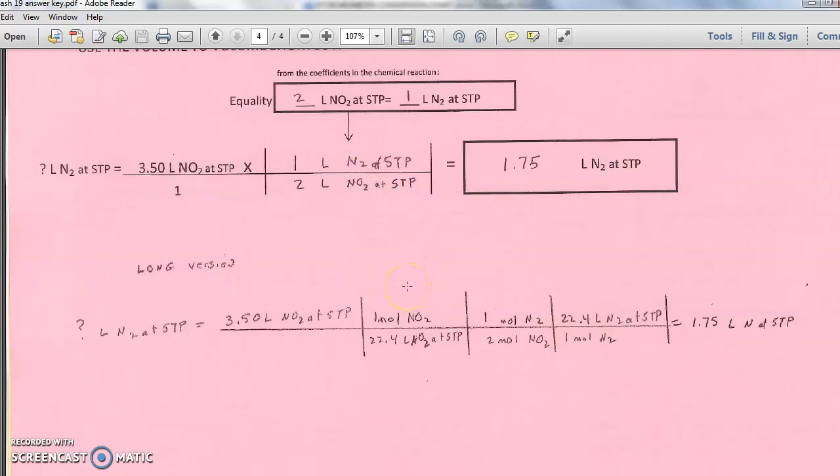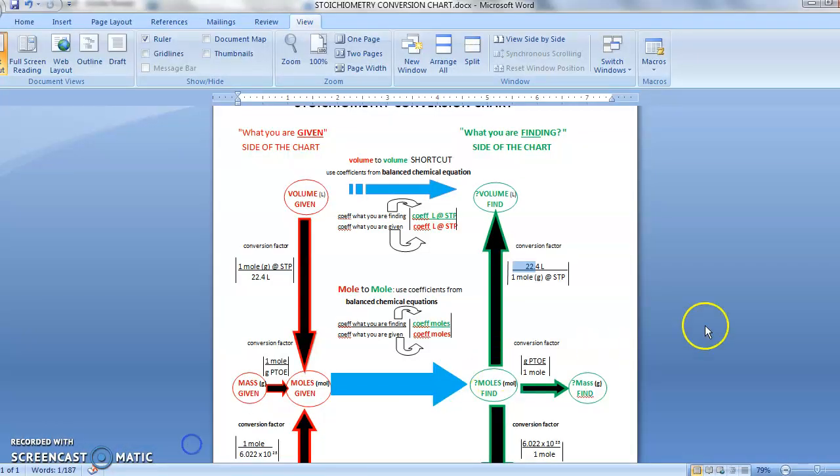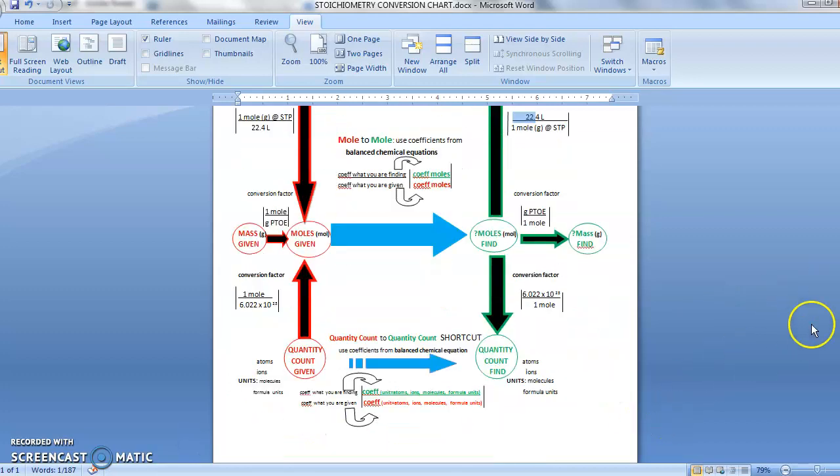When we're going from volume to volume, or for that matter, when we're going from a quantity count to a quantity count, there's a shortcut as well. When we go from quantity count to moles, we're dividing by Avogadro. When we're going from moles back to quantity count, we're multiplying by Avogadro, which leaves us only with the coefficients as the numbers in that problem. So that shortcut works there as well.